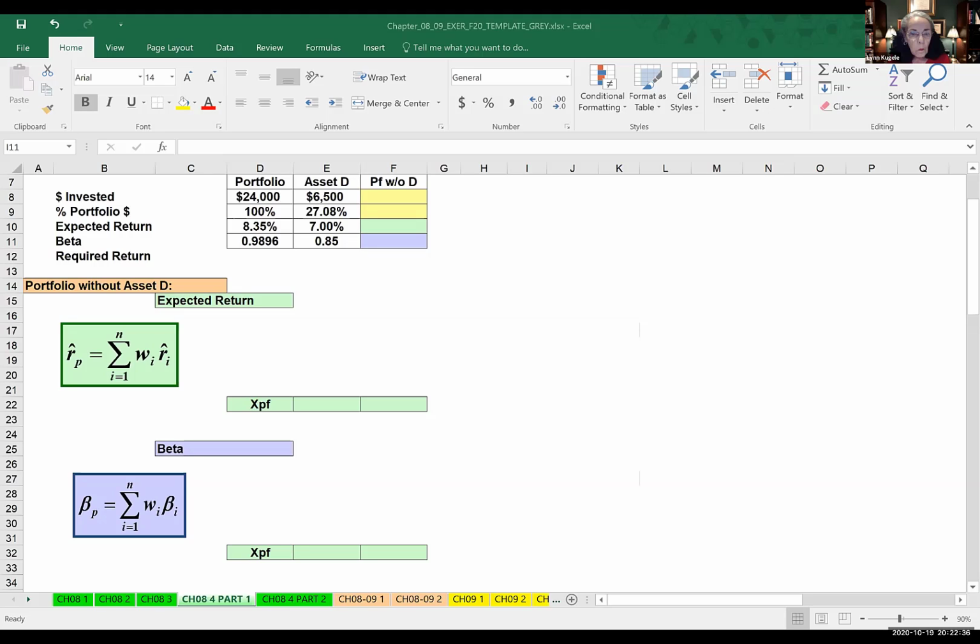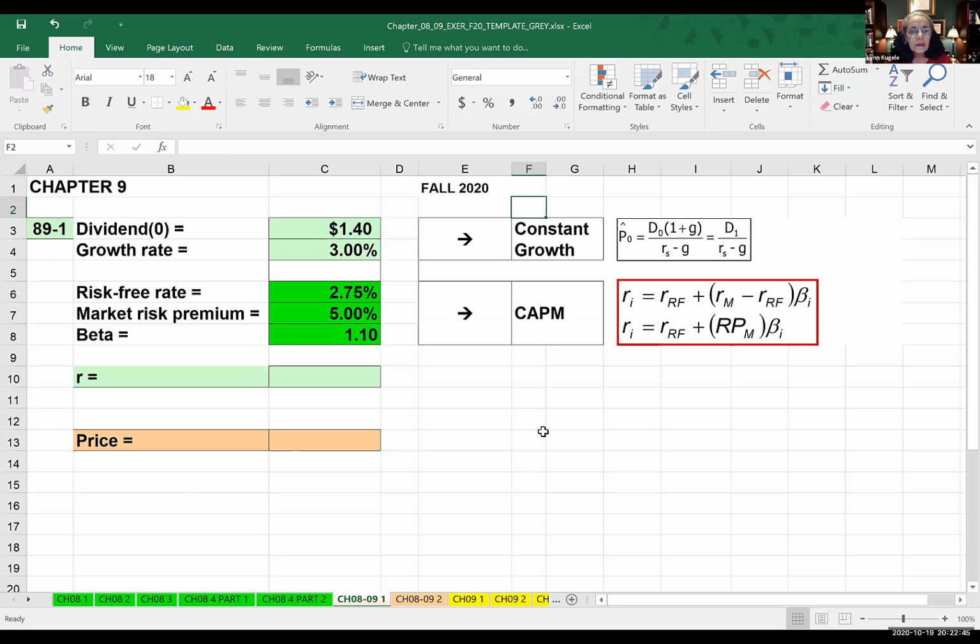Okay, let's look. I'm in the template. I want to do... Okay, this puts chapter... It says my internet connection is unstable. Okay, this combines chapters 8 and 9.